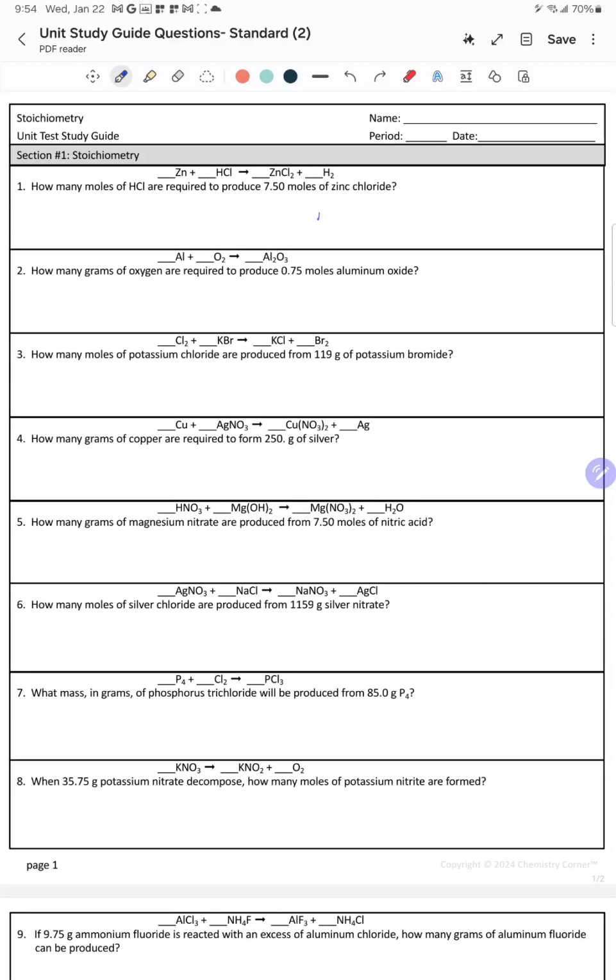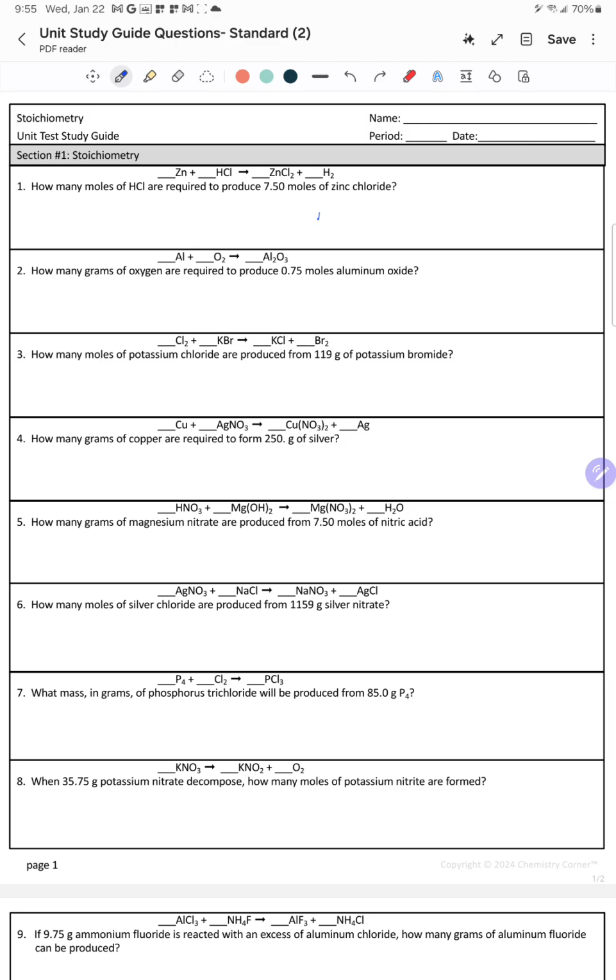We're going to go over our study guide and see where you have questions. Hopefully this helps you if you get stuck on one of the problems. Well, let's just get to it.